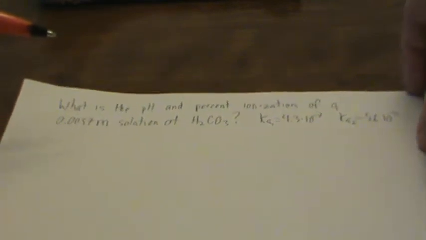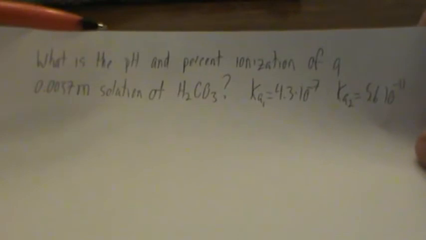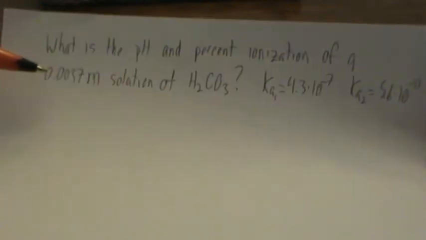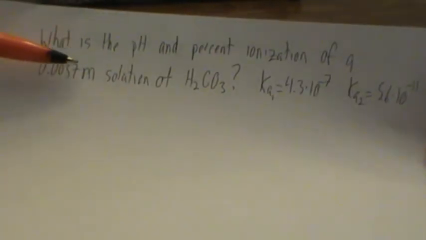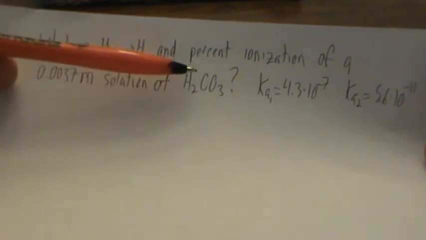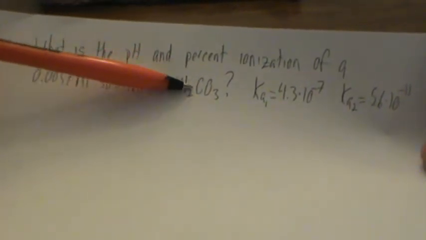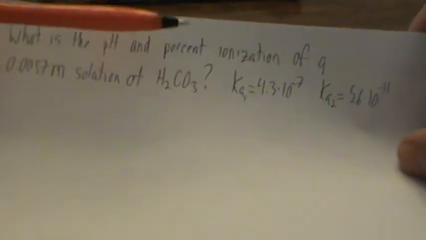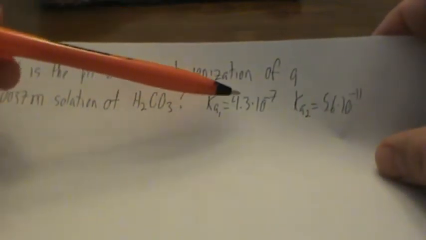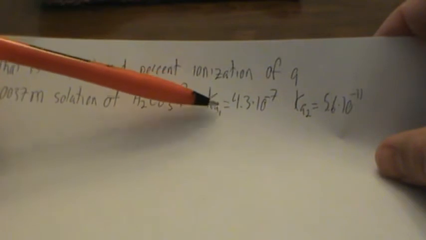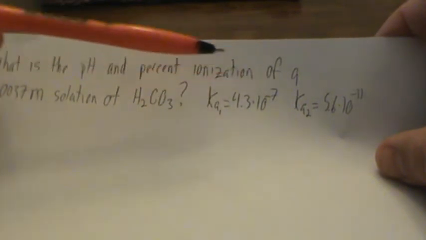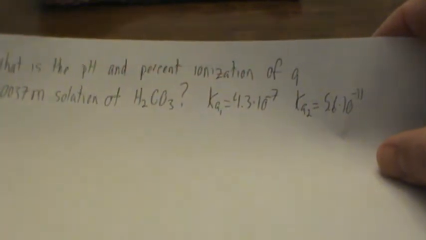Okay, so today we're going to do a couple more examples with weak acids and weak bases. Our first one asks: what is the pH and percent of ionization of a 0.0037 molar solution of carbonic acid, H2CO3? Since carbonic acid has two hydrogens in it, it has two acid dissociation constants, Ka1 and Ka2, one for each of the hydrogens that it can release.